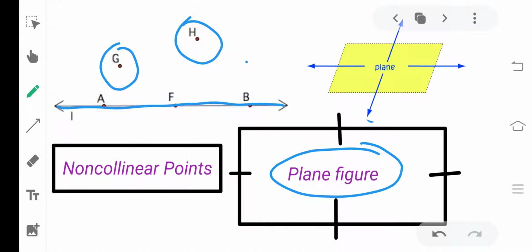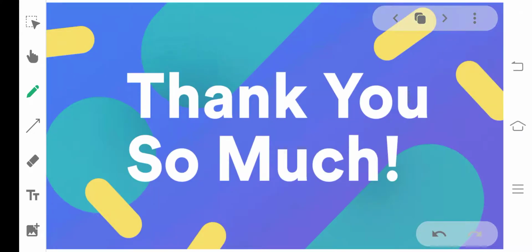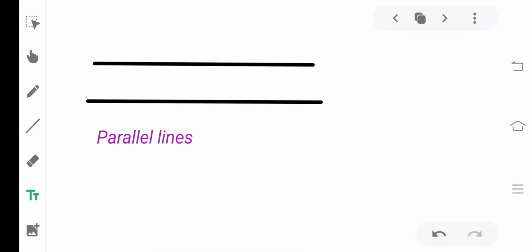Okay, let's get forward to parallel lines. Sorry, this point remained to tell.